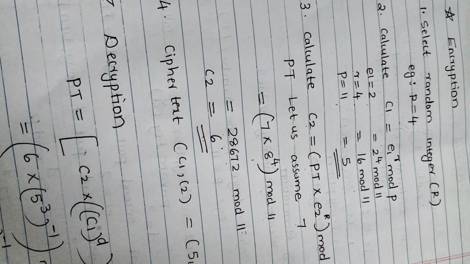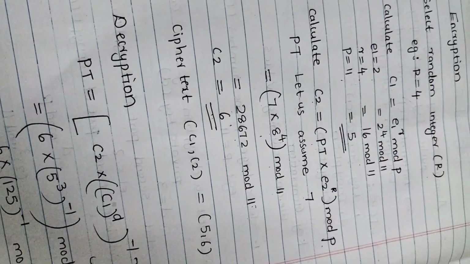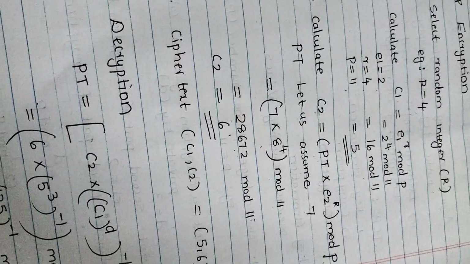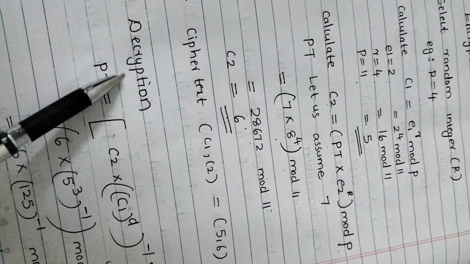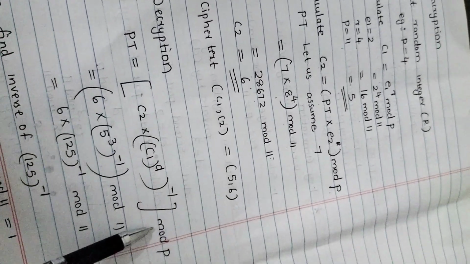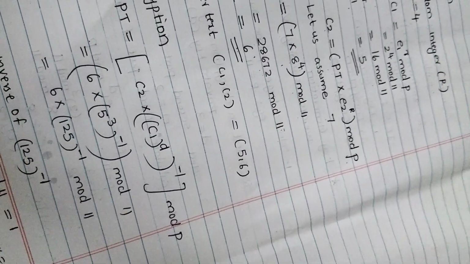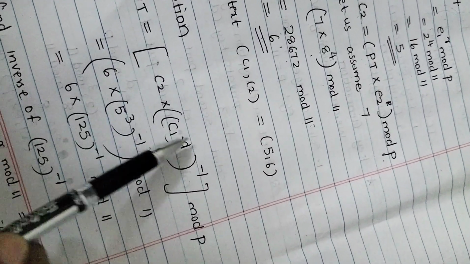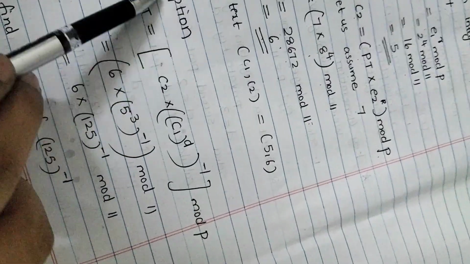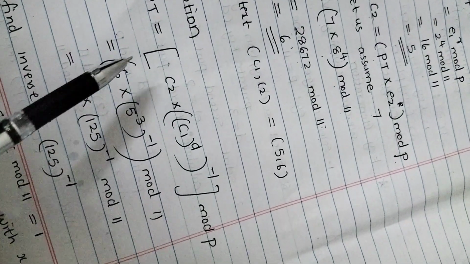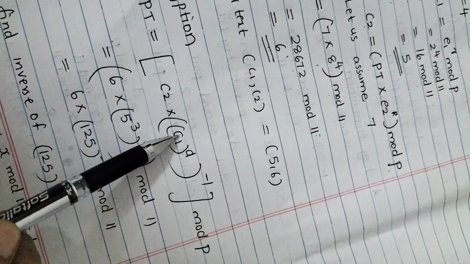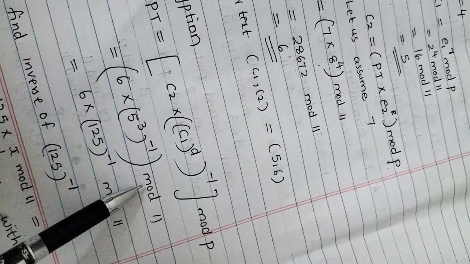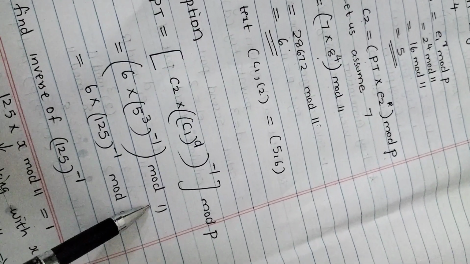Now let us see the receiver end. The receiver will be receiving a coded value that they have to decode, so only they can read the original message. At the decryption end, they apply a formula. You have to learn every formula by heart. Plain text is equal to C2 into C1 power d, whole raised to minus 1, the whole mod P. C2 we know is 6, C1 is 5, d is 3, and P is 11.